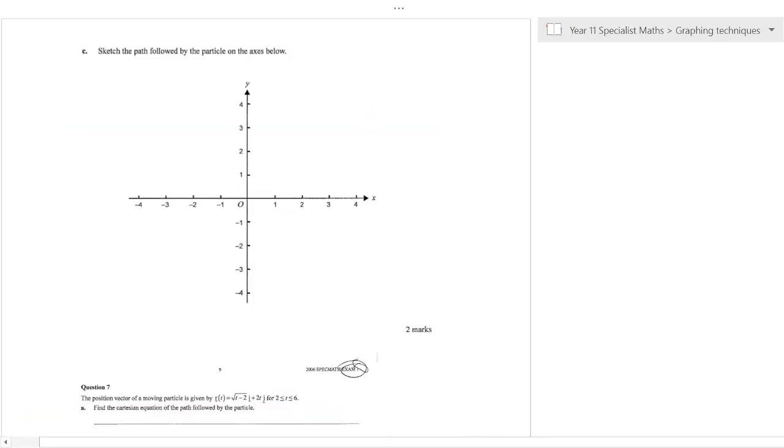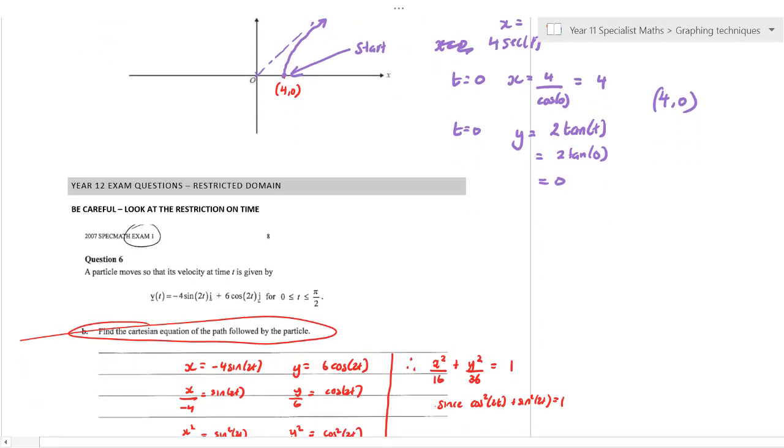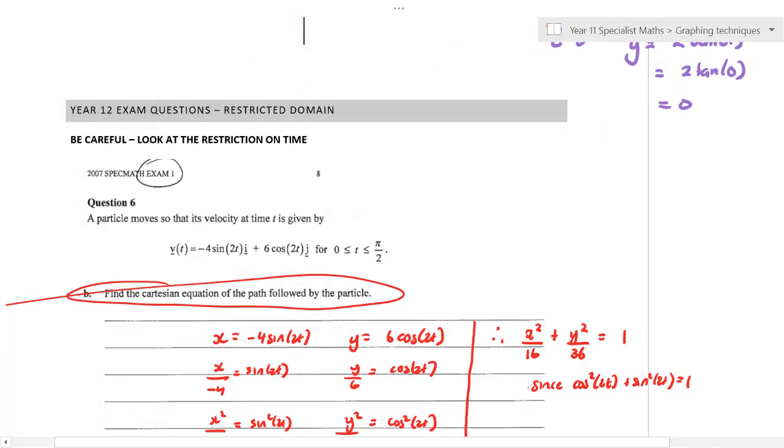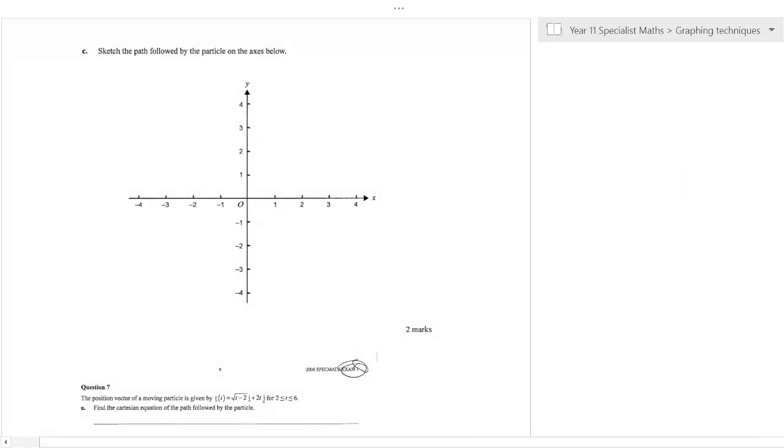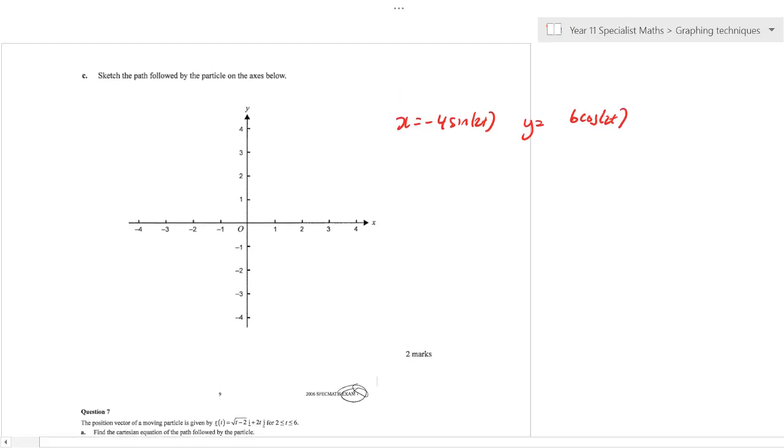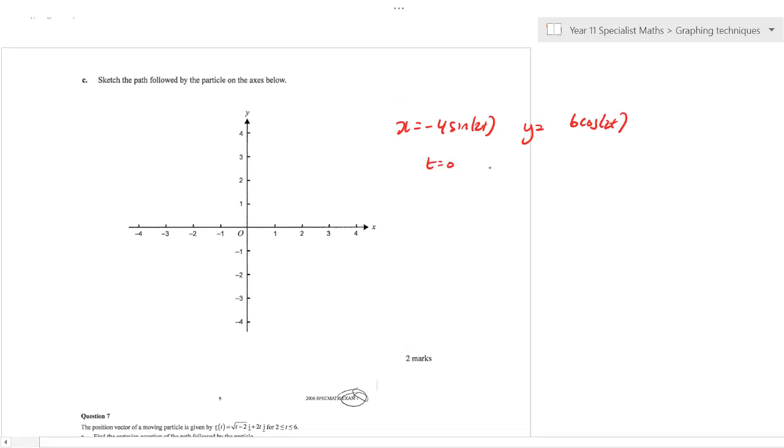Now, we've got to sketch the path of the particle, okay? Now, what's happened to the restriction? Time is between 0 and pi on 2, which is the first quadrant. X is equal to minus 4 sine of 2t, and y is equal to 6 cos of 2t. Is that right? So at time equals 0, x is equal to 0, and at time equals 0, y is equal to 6. Would you agree with that?